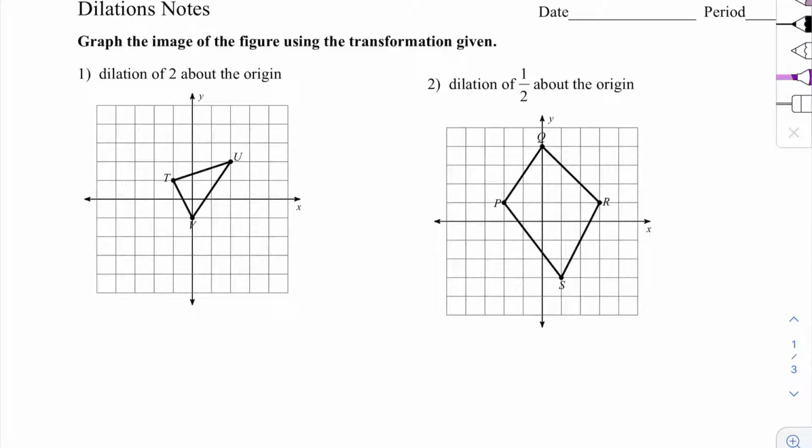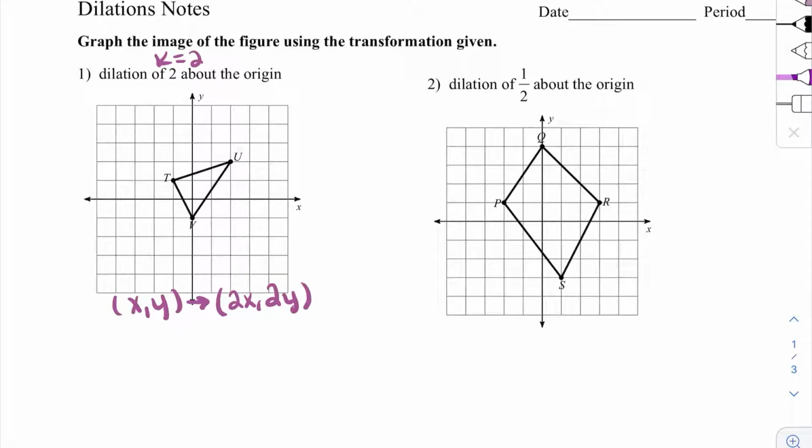We want to graph the image of the figure using the transformation given. Example 1 wants us to do a dilation of 2. So our scale factor, k, is equal to 2, and it says about the origin. What that means is we are going to take our original (x, y) and do (2x, 2y). That is the rule we will apply here to get our new points.